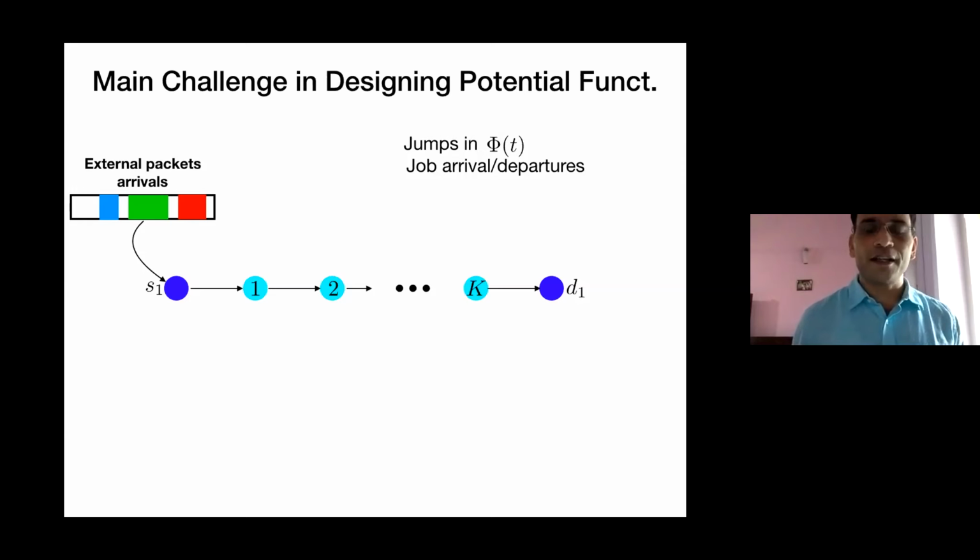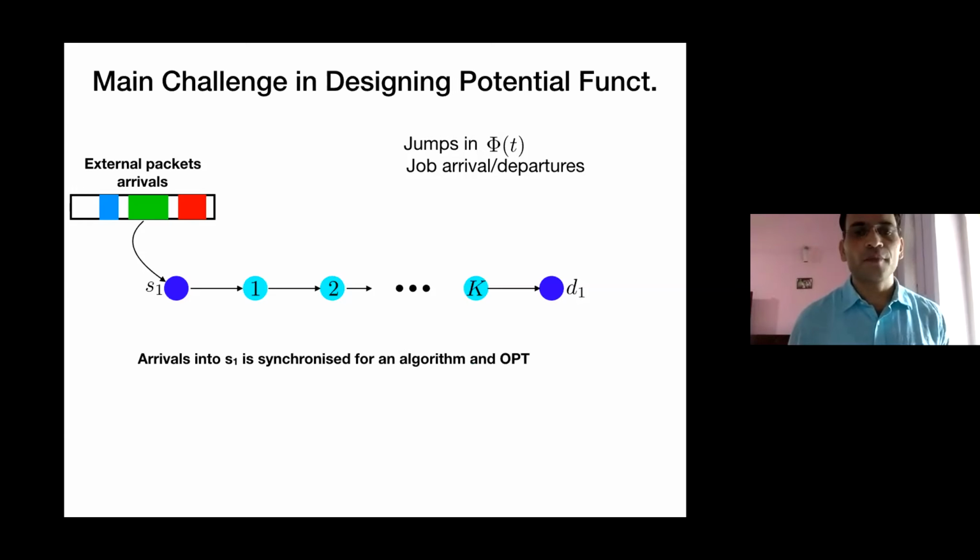Why is it harder in a network setting? It is for the following reason. The external arrivals happen into the source, which are synchronized for an algorithm and the OPT, because that's external to the system. Your choice doesn't change anything. And all the jumps essentially in phi of t are because of the arrivals. Departures can be controlled more or less.